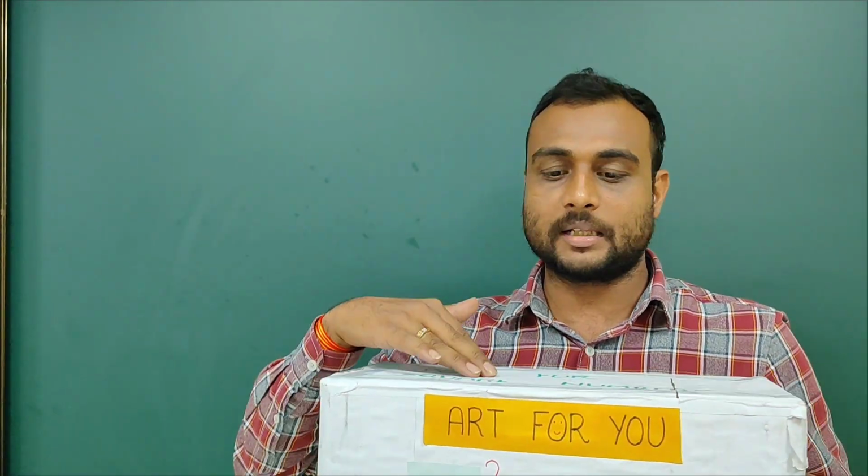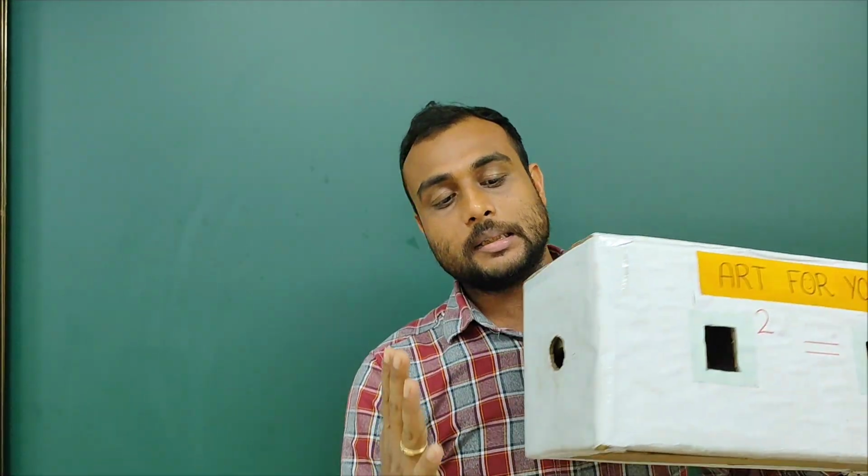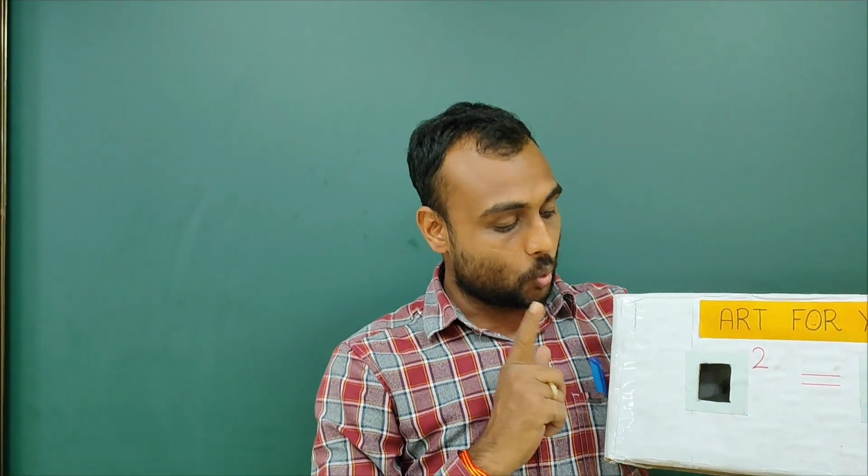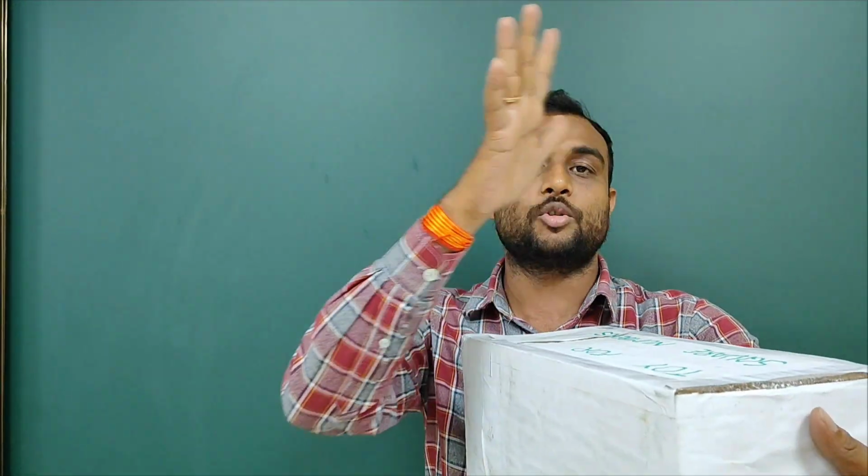Likewise, when these two faces meet, these are edges. When these two faces meet, these are edges. Again when these faces meet, these are edges. Likewise, we count the number of edges. 1, 2, 3, 4, 5, 6, 7, 8, 9, 10, 11 and 12. So the total number of edges in this cuboid is 12.